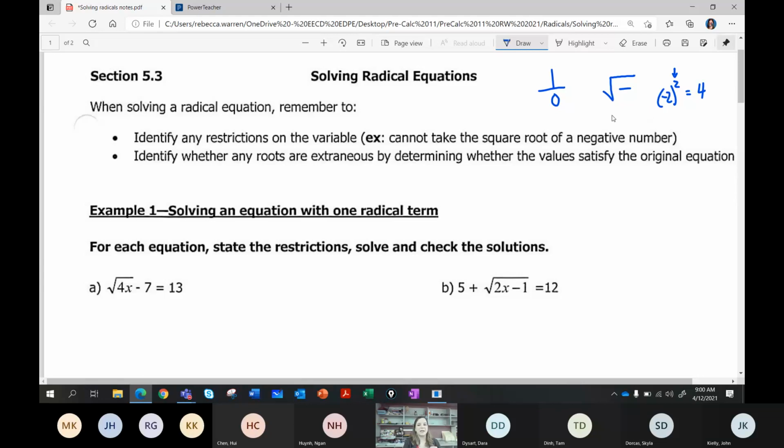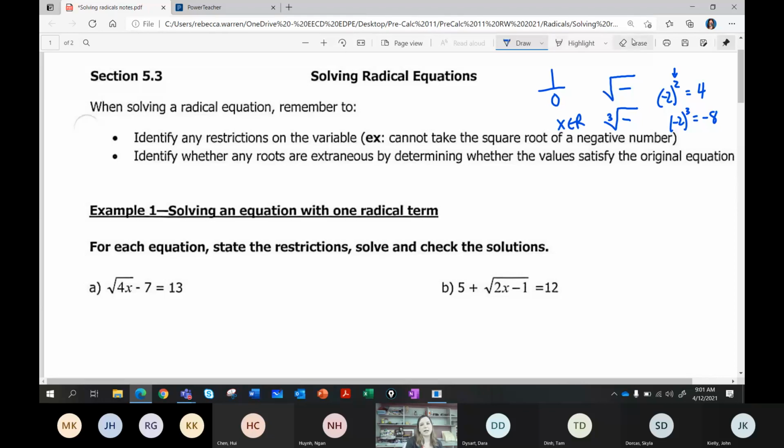If it is a cube root or any odd numbered root, you actually can take it. Because if you take negative 2 and put it to the power of 3, you get negative 8. Because you are able to get a negative answer, it means you can take the cube root of a negative number. So your restrictions for a cube root would be something like this, x ∈ ℝ. It can be any number. It can be anything. It is just these ones where it can't be negative that we have those restrictions.